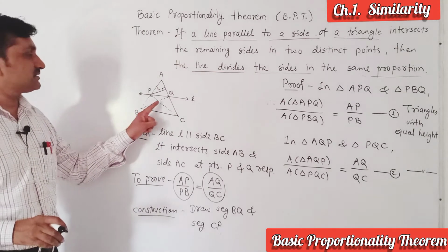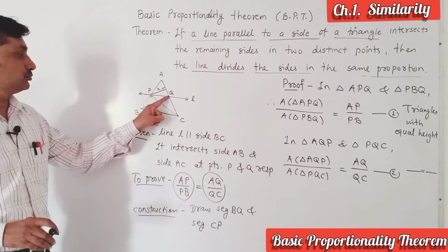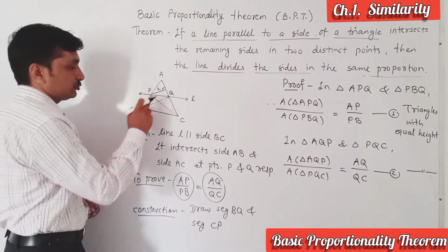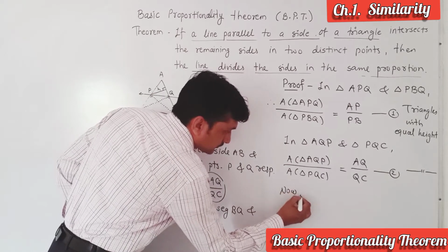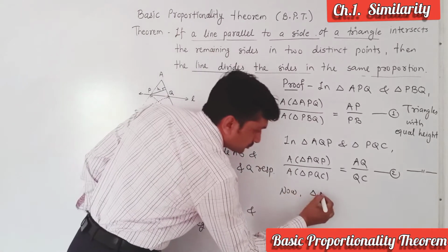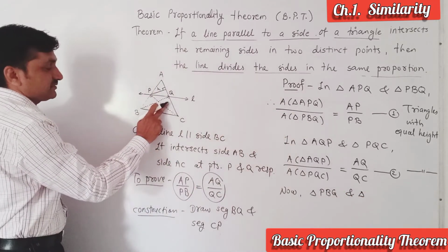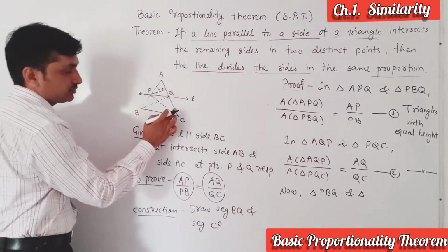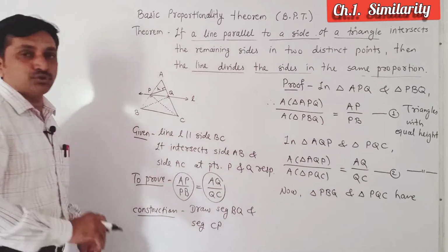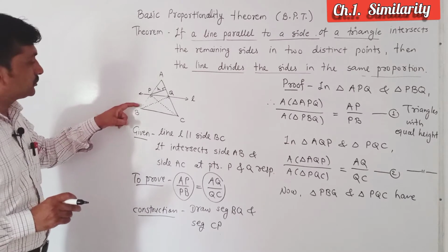Now consider these two triangles, PBQ here and PQC on this side. Triangle PBQ and the second triangle PQC have the same base. Which side is common in both?